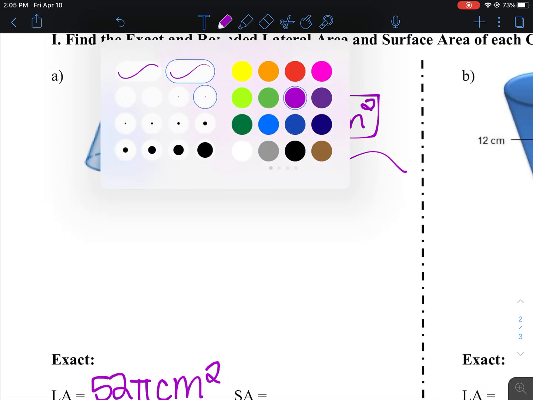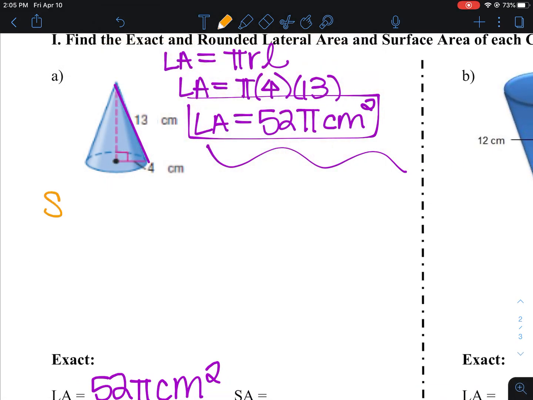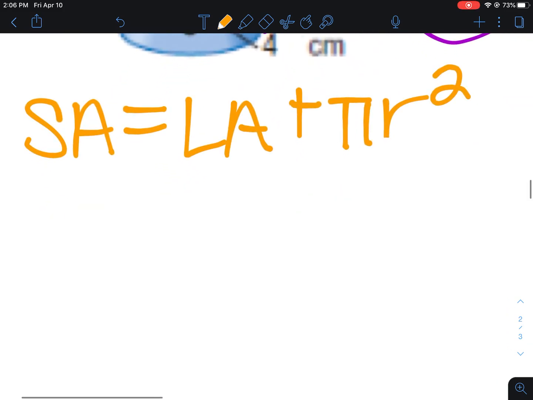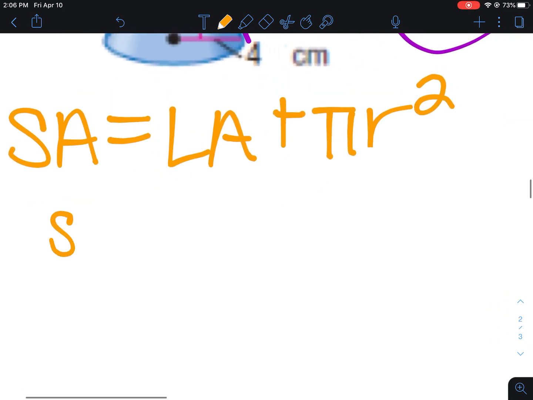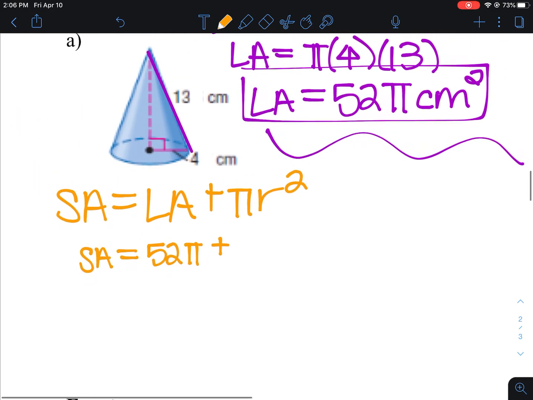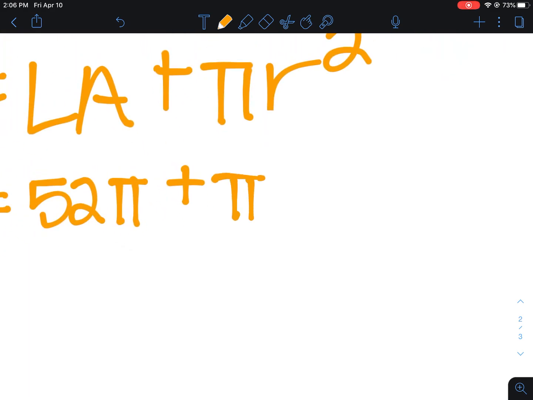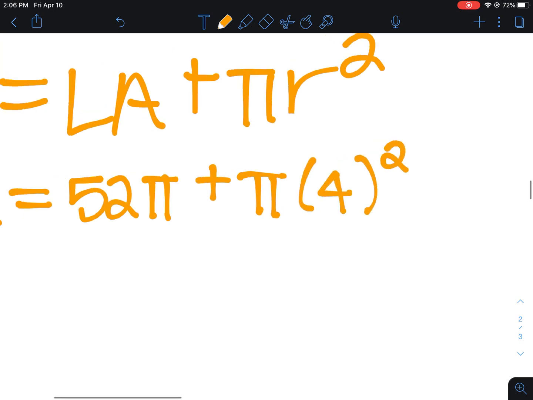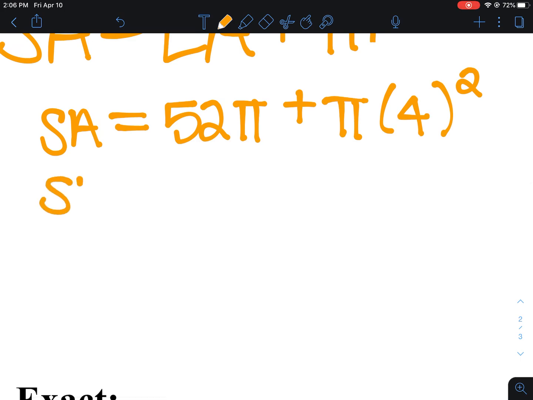And now we can do surface area. So remember, that's lateral area plus pi r squared. So remember, we just found that was 52 pi. That's the lateral area, plus the radius is 4 squared.